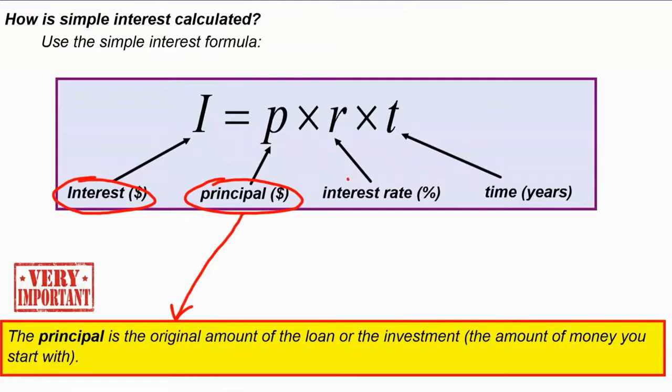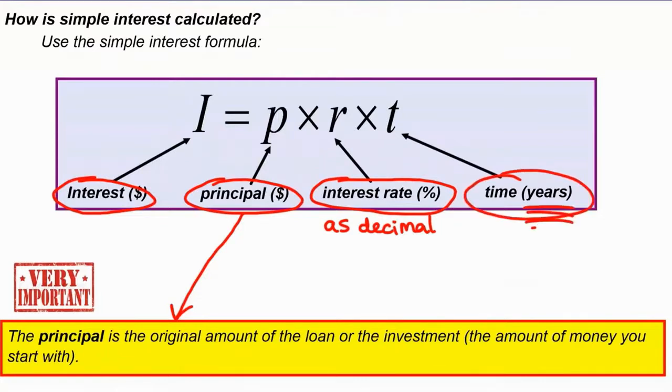R is the interest rate. This is the percent of interest that you are going to earn or be charged, and that's always a percent. And as always, in a formula or an equation, percents are written as decimals. So in this formula, the percent will always be a decimal. And then lastly, the T stands for time, and time always has to be measured in years. It's very important that we measure in years, not months or days or any other measurement of time.